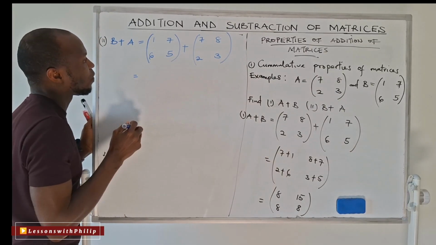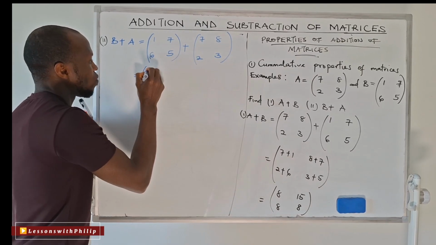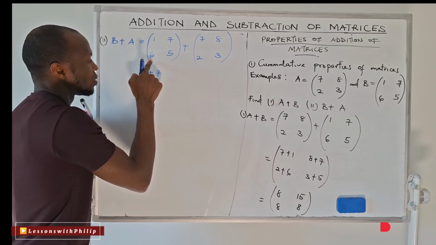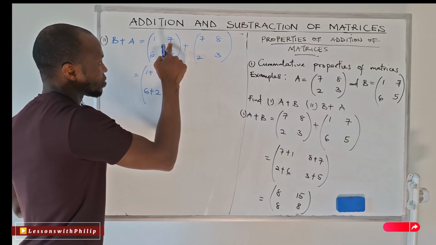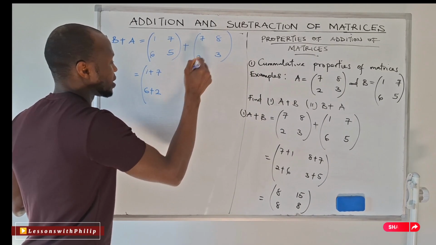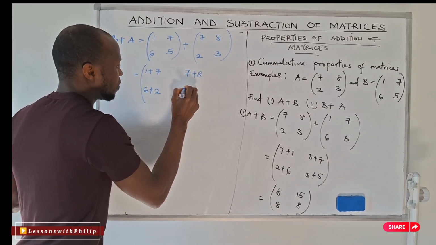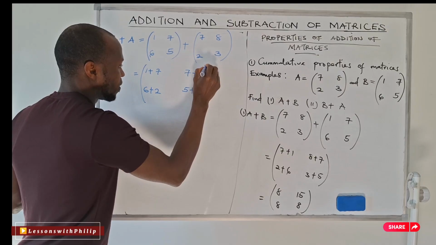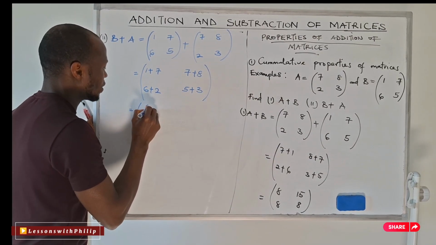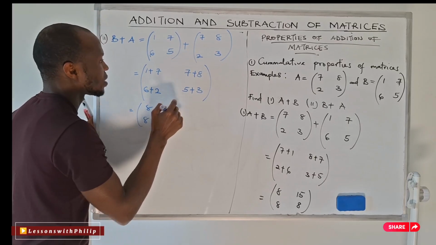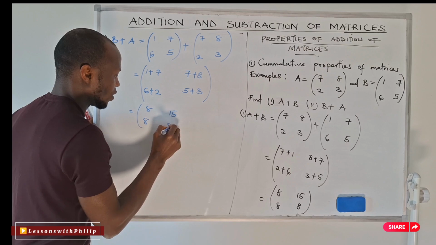That will be equivalent to adding the rows to the rows. That will be 1 plus 7, 6 plus 2. The second column, 7 plus 8, 5 plus 3. If you add that together, 1 plus 7 will give you 8, 6 plus 2 will give you 8, 7 plus 8 will give us 15, and 5 plus 3 will give us 8.